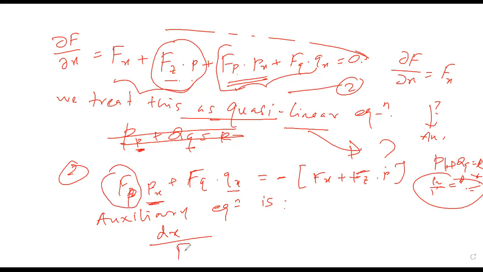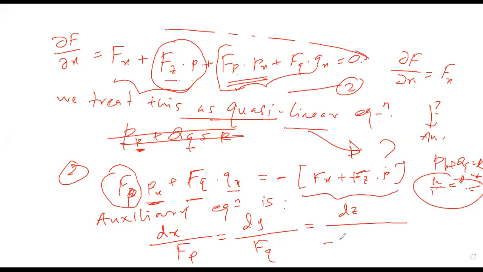Capital Fp, which is equal to dy over Fq, which is equal to dz divided by whatever this one is, so minus Fz plus Fx, Fz p. So I'm going to take this as a constant k. Let's take this as constant k. So take this one as equation number 3.